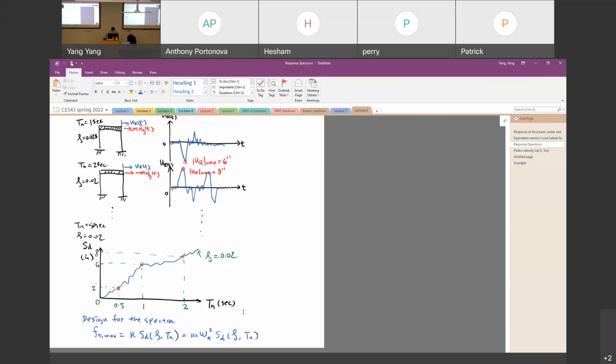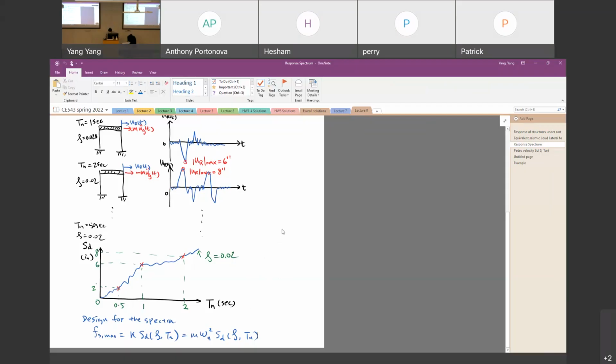Any questions before we move forward? Okay, so some of you have already started your project. I believe when you start doing your project, you will have much more opportunity to work with this concept, as well as to develop the skill of data analysis. So this is the definition of response spectrum.